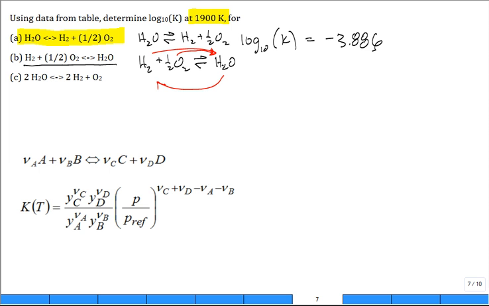So how do I get and infer a log base 10 of K, the equilibrium constant, for this new problem, part B? Well, one thing you can do is take a look at our general reaction equation and just write it down for the first case. The first case was that this nu sub A was 1. This was H2O. This is all 0. This associates to hydrogen with a 1 coefficient and 1/2 on O2.